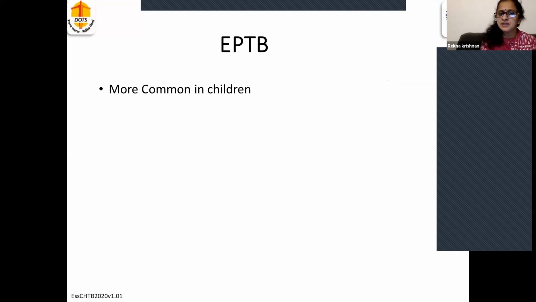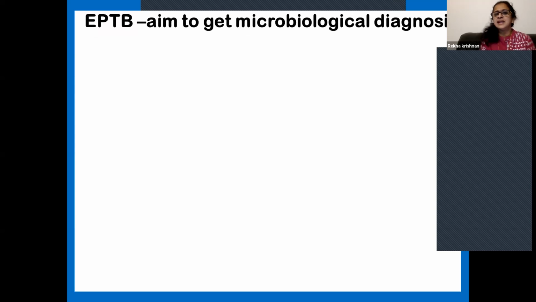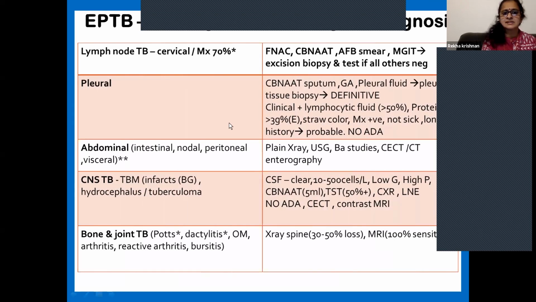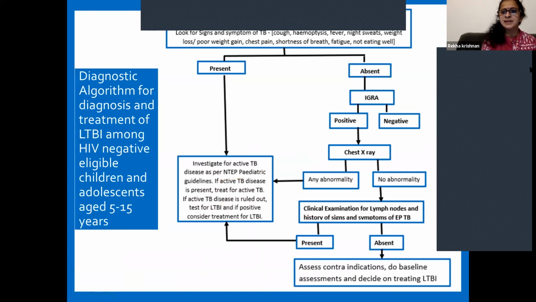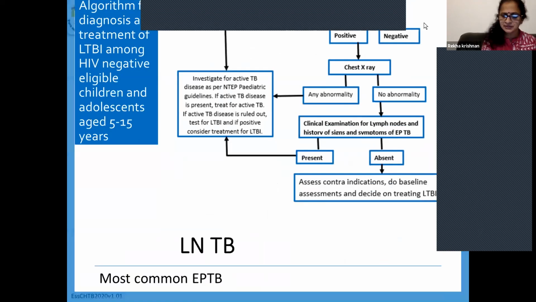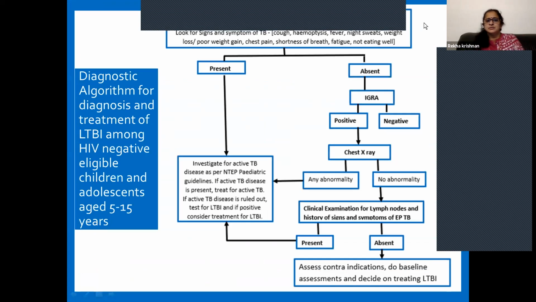Now, coming to extrapulmonary tuberculosis, which is also more common in children. And here also we aim to get a microbiological diagnosis. These are the common extrapulmonary tuberculosis that we should rule out before starting LTBI treatment. They are lymph node tuberculosis, pleural tuberculosis, abdominal tuberculosis, CNS and bone and joint tuberculosis. And we will cover some of them. And this is the main point of today's session.